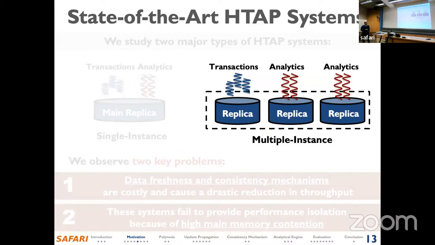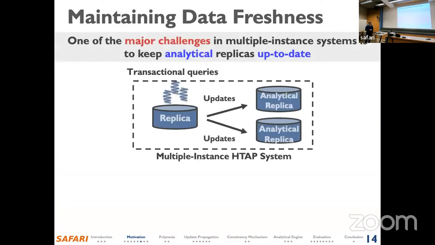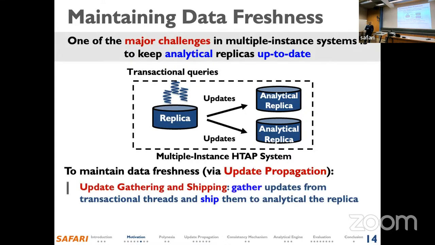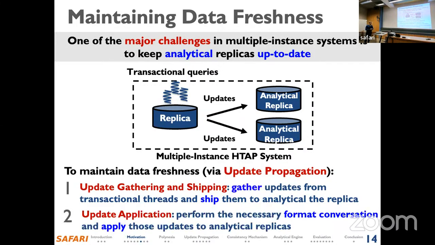Again, we are going to check the problems with the other type of HTAP system, which is the multiple-instance one. Here, the main challenge is how to guarantee data freshness across the different replicas placed in the system. To do so, there is a process called update propagation, which is further divided into two steps. The first is update gathering and shipping: you gather updates from the transactional replica and ship them to the analytical replica. Then you have to apply the updates to the analytical replica itself, which can involve format conversions that can be quite costly to execute.